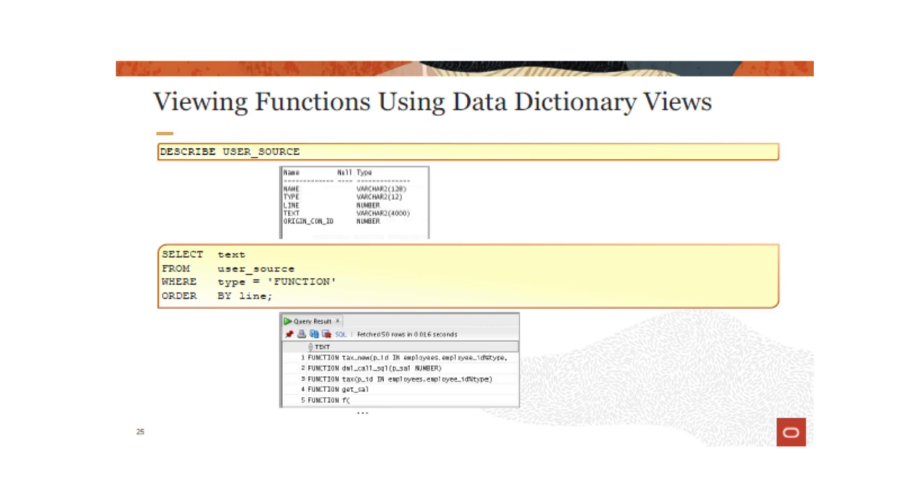The query example shows all the columns provided by the user_source table. The name column holds the name of the subprogram in uppercase text. The type column holds the subprogram type, such as procedure or function. The line column stores the line number for each source code line. The text column holds PL/SQL source code. The origin_con_id holds the ID of the container where the data originates. The value of the container ID can range from 0 on based on database configuration.